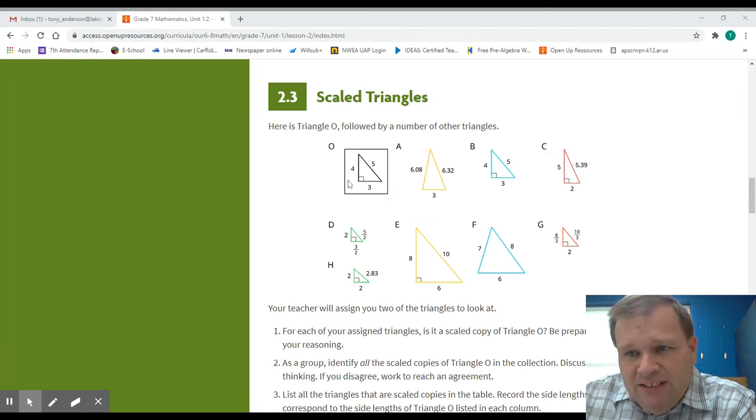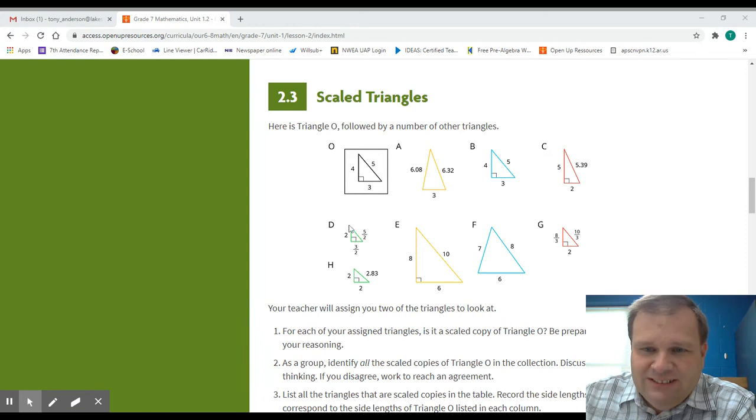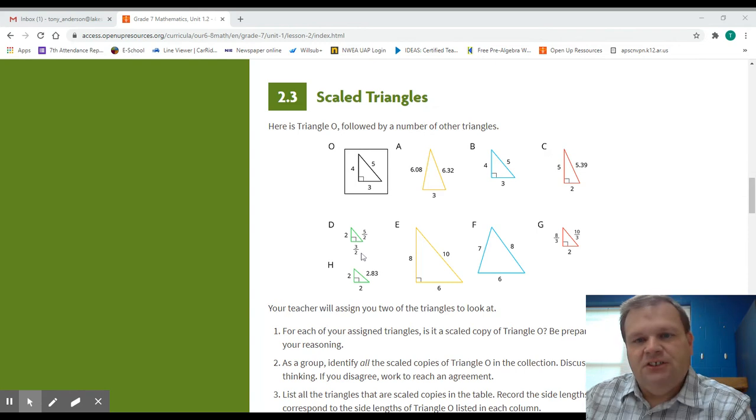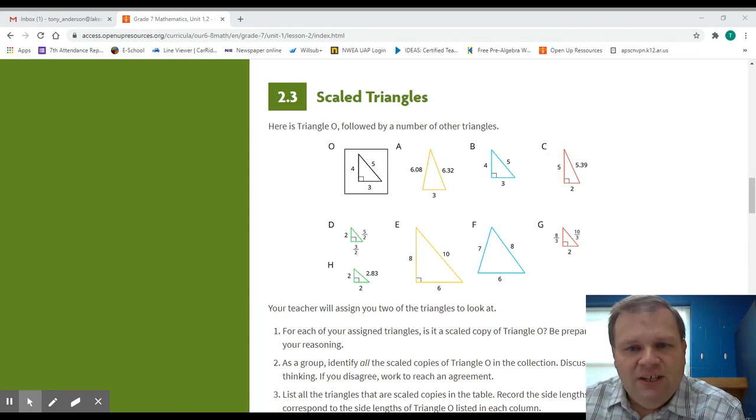Now, some of these may look a little strange because of fractions. But in our mental math section, I told you to think about that as dividing by the bottom number. Well, if we compare O to D, 4 and 2, that's half of it. So we would say it's multiplied by a half. And when I multiply by a half, 5 multiplied by a half would be 5 over 2. 3 multiplied by a half would be 3 over 2. So D is also a scale copy.